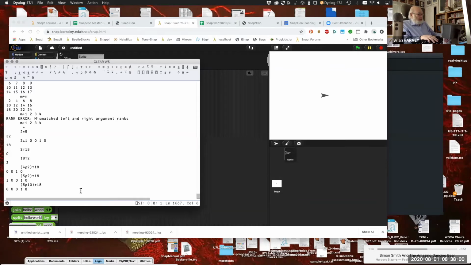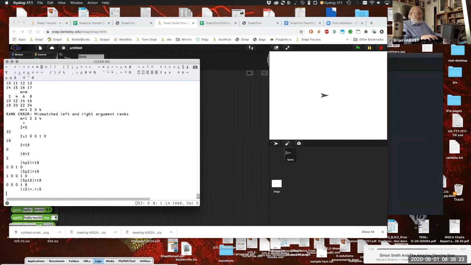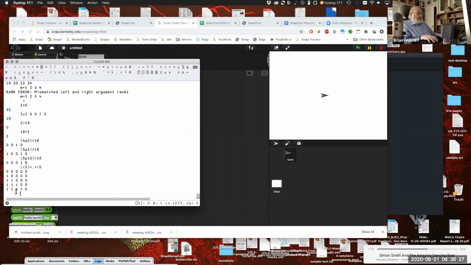Let's do this. Dot greater than iota 5. So this is a graph of a greater than relationship. And you can see you get a 1 where the value of the row is greater than the value of the column.